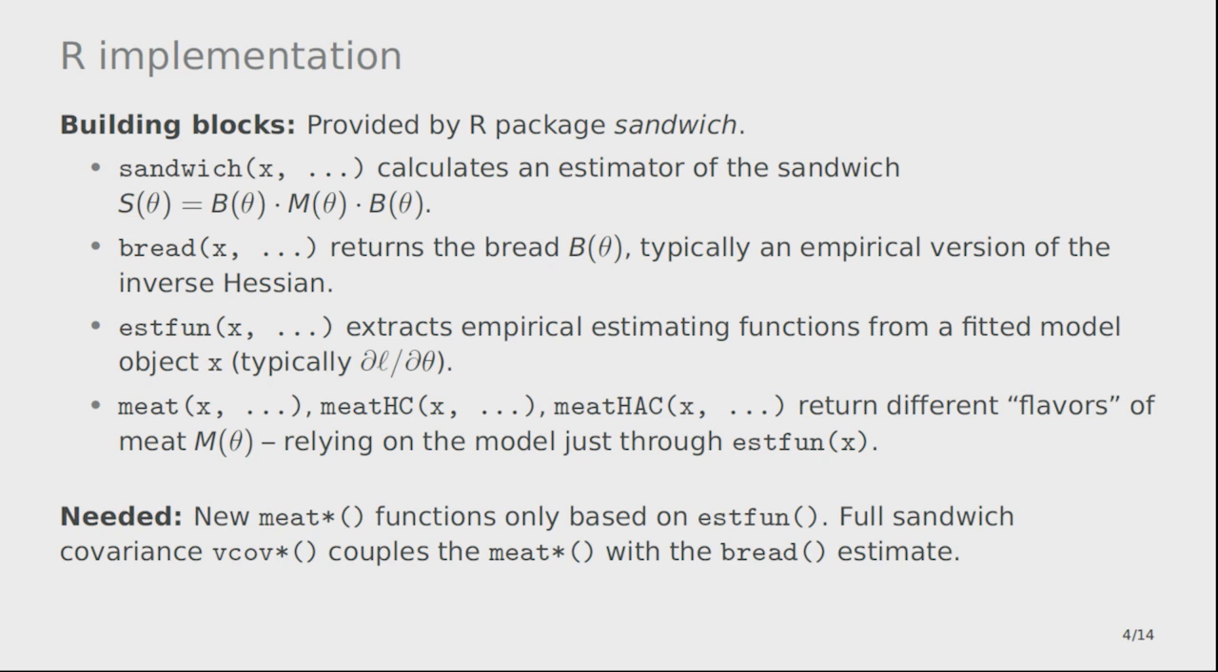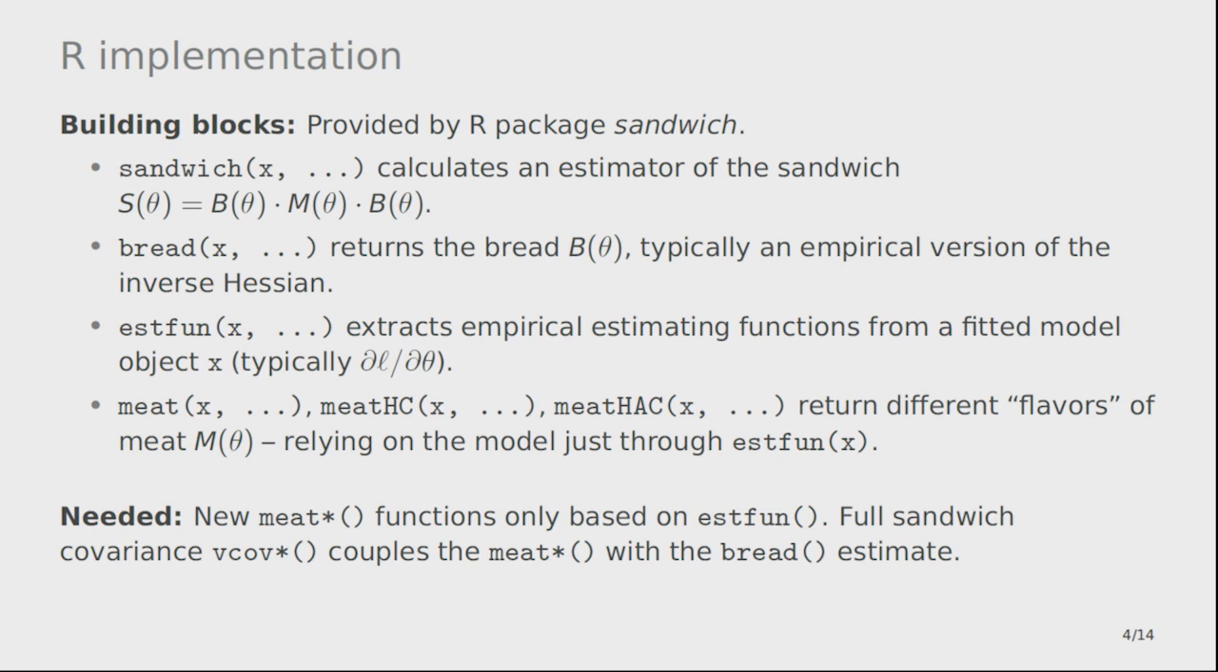Covariance matrices of sandwich type are constructed as a meat matrix M between two slices of bread. The sandwich function relies only on a small set of extractor functions, namely estfun and bread, and calculates an estimator of the sandwich by multiplying an estimator for the meat between two slices of bread. An estimate for the bread is typically the empirical version of the inverse Hessian, and estfun returns the empirical estimating functions from a fitted model object. This is typically the derivative of an objective function, in most cases the likelihood, with respect to the parameter vector. These are the scores in a maximum likelihood framework.